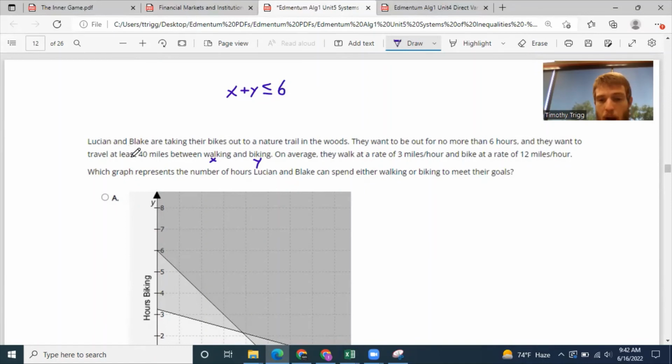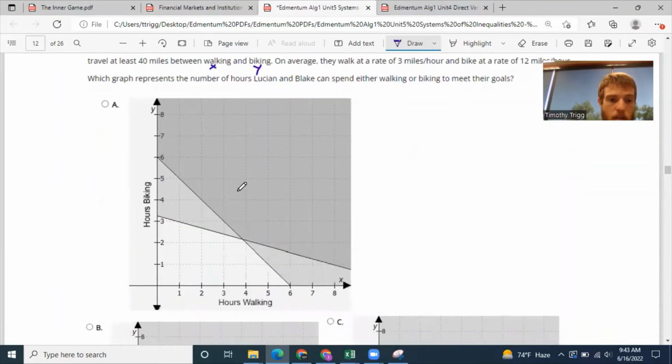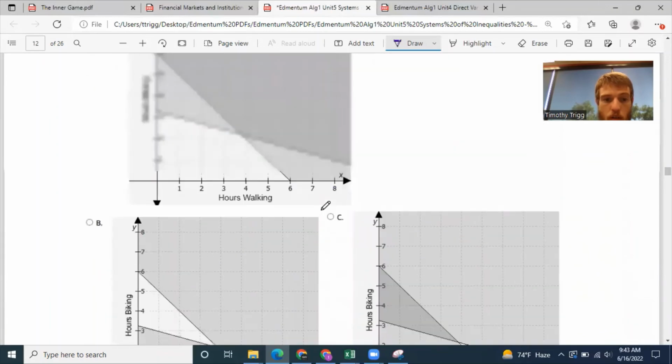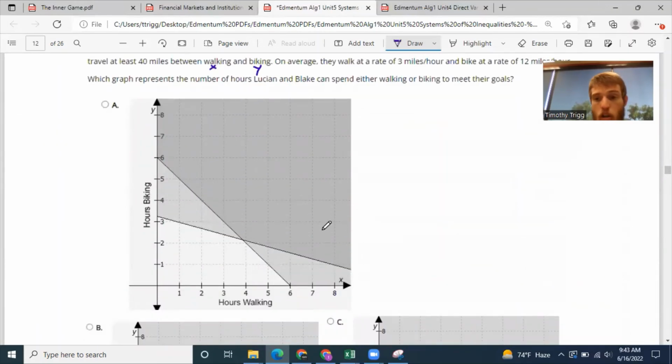Now, it also talks about their mileage, right? They walk at a rate of 3 miles per hour and they bike at a rate of 12 miles per hour. So for walking, they do 3 miles per hour times the time walking, plus 12 miles per hour times the time they spend biking. And they want to travel at least 40 miles. So the amount that they travel, they want to be greater than or equal to 40. See which system of inequalities produces that. What you can also do is graph these on Desmos to give you a good idea.